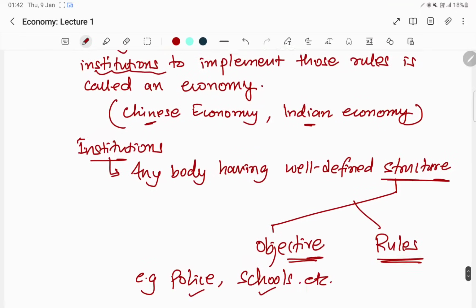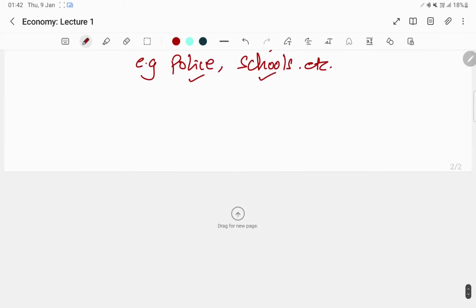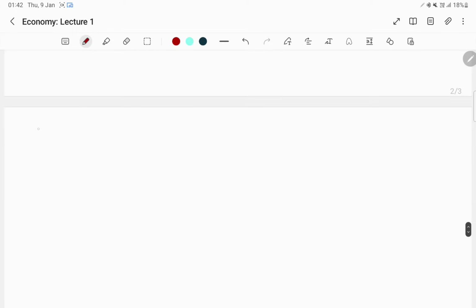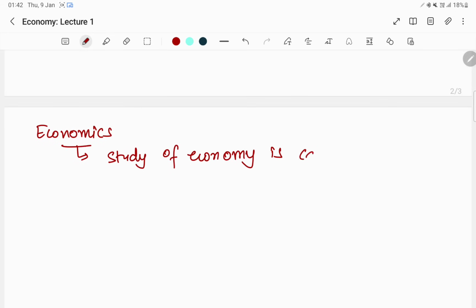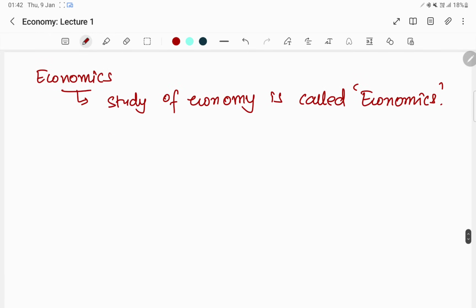So if this is economy, what is economics then? What is economics? So economics is nothing but, we can say, the study of economy is called economics. Okay. So there are a number of definitions of economics that we can talk about. So we will take the scarcity definition of economics.